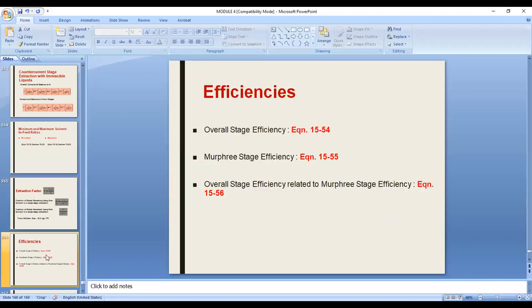As for efficiencies, overall stage efficiencies in extraction, Murphree stage efficiency in extraction, not anymore discussed during our discussion on liquid-liquid extraction last year. These are found on these equations in your handbook. And the overall stage efficiency related to Murphree stage efficiency as applied to extraction. Please look these equations up in your handbook as well.